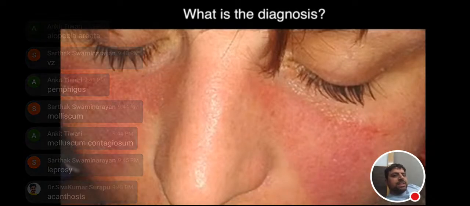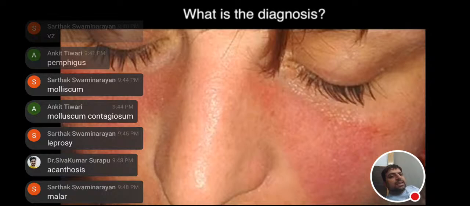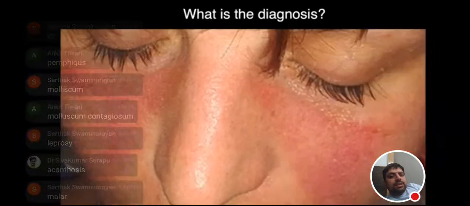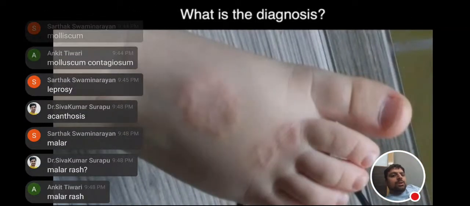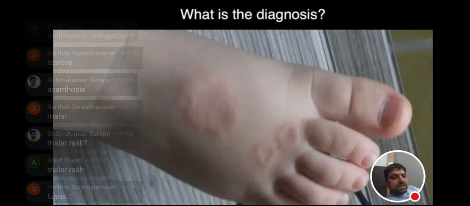What kind of rash is it? Seen in which skin disorder? This is an autoimmune disease where we see such a rash. I hope everybody knows. This is malar rash, or we can say butterfly rash, seen in SLE. So the diagnosis is SLE. Okay, malar rash in lupus. What is the diagnosis here? 10 seconds in your hands. Try to answer.